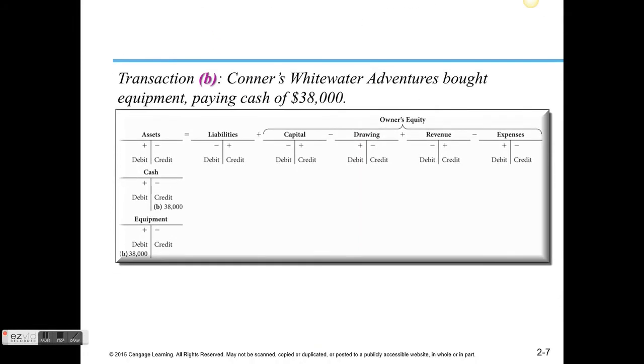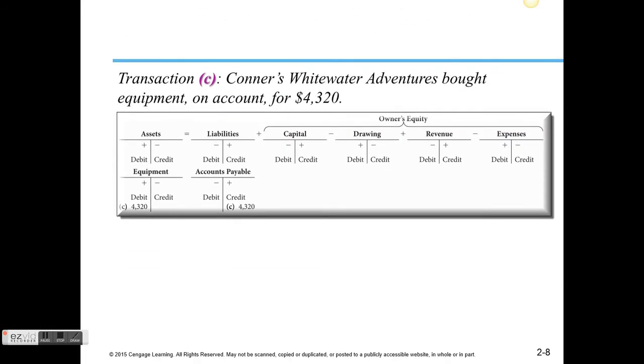Here is how a transaction would flow through the T accounts. For this example, the owner bought equipment paying cash of $38,000. As you can see, I am going to debit my equipment because I'm increasing my assets, so it's going to occur on the debit side. And I used cash, so my cash is going to decrease, and that will happen on the credit side. Again, you should all start to think that this is called shifting. I've just shifted my assets. My assets still will total the same amount, I just have a different structure.